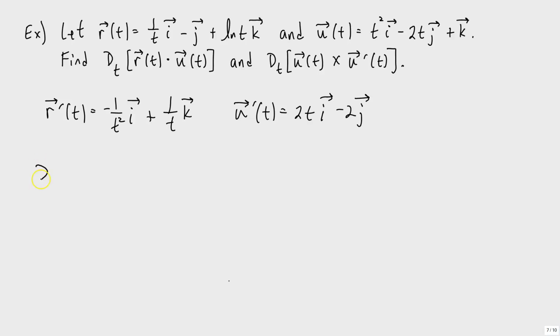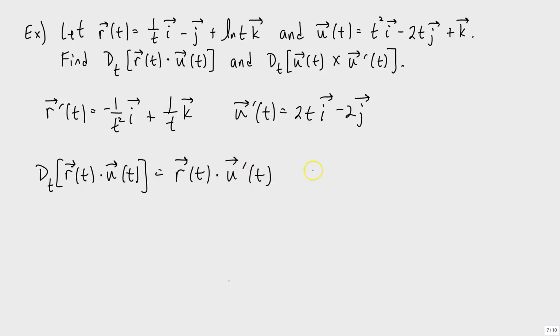Well, let's see. The derivative with respect to t of function r dot function u, using our property, that would be r dot u prime plus r prime dot u.